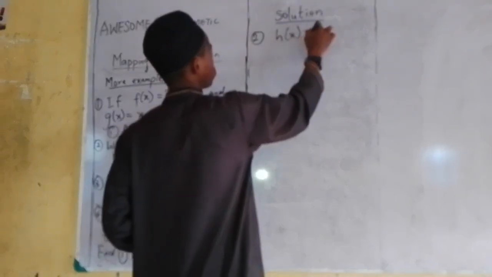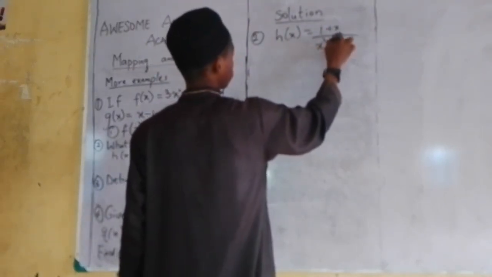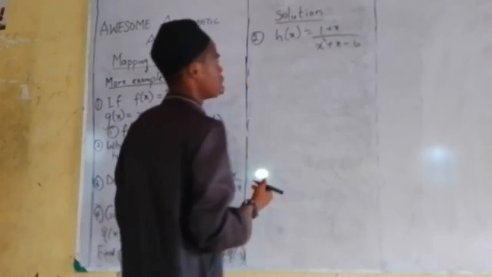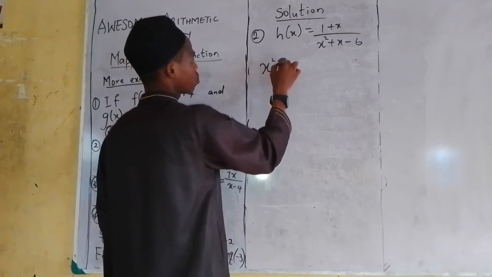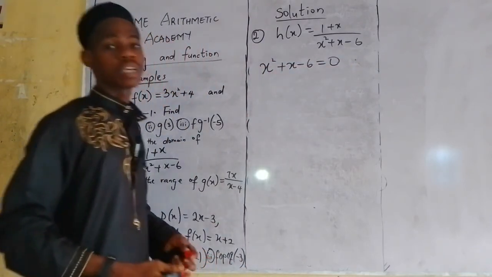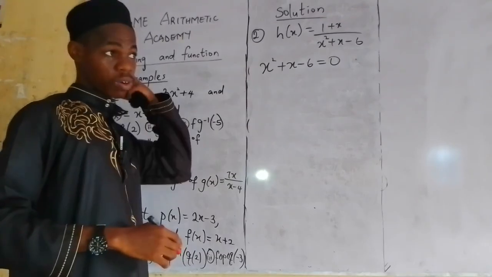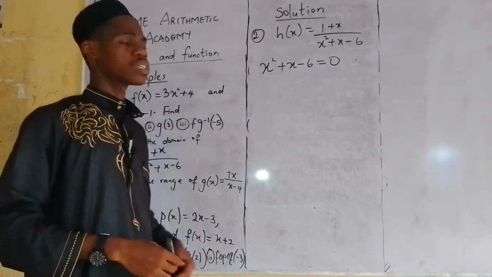So now, h of x equals 1 plus x over x squared plus x minus 6. Now we say we should solve the denominator. x squared plus x minus 6, we equate it to 0. That's how we solve an undefined expression. Now, this is a quadratic expression.